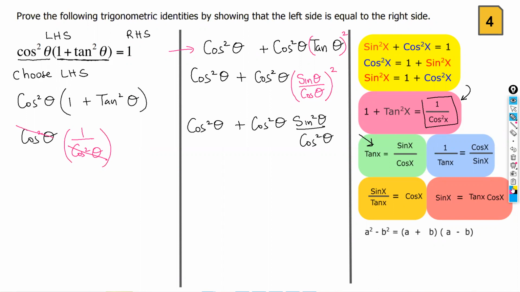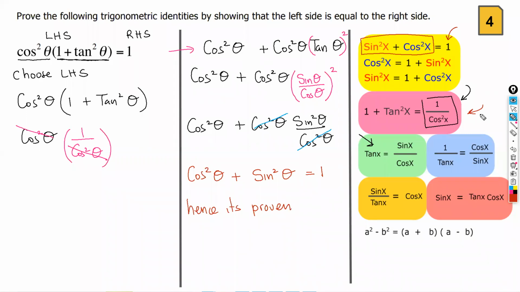You all realize something is going to cancel out on top and underneath. Underneath you have a cos squared, on top you have a cosine squared. What are you going to be left with? You're just going to be left with cosine squared plus sine squared. Cosine squared plus sine squared, if we use this formula, is equal to what? 1. Hence, it's proven. Your teacher will want to see it this way, and I believe CXC will want to see it this way, because this question is too easy if it just runs straight to this formula. Okay?